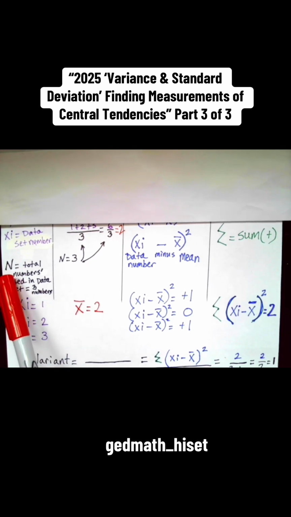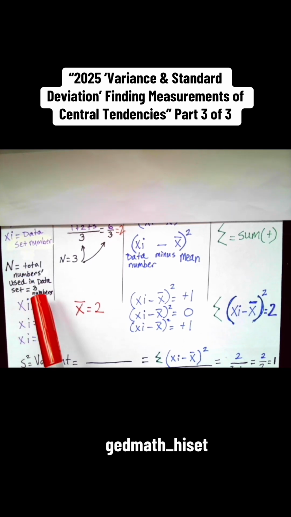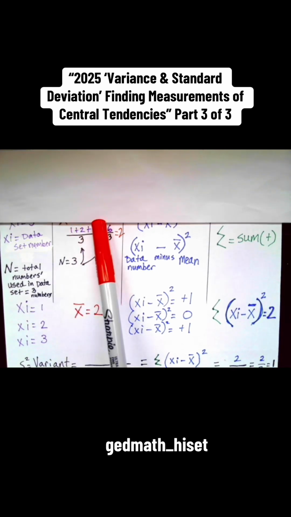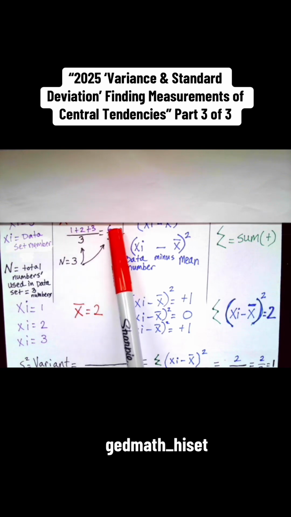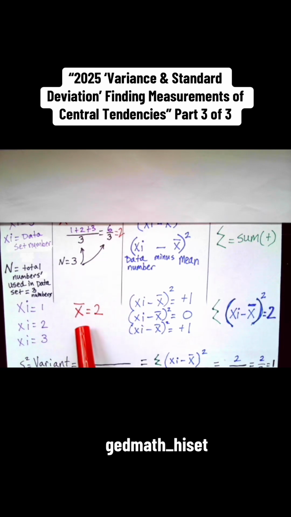Remember, n in the formula I had shown you before for both variance and standard deviation is the total numbers we used in the data set, which were 3. We had 3 numbers, right? Xi represents the data set number. We added those 3 numbers together here to get 6, divided by 3, which again is n, and we found our x-bar value. We found the average, which was 2, represented by the term here.